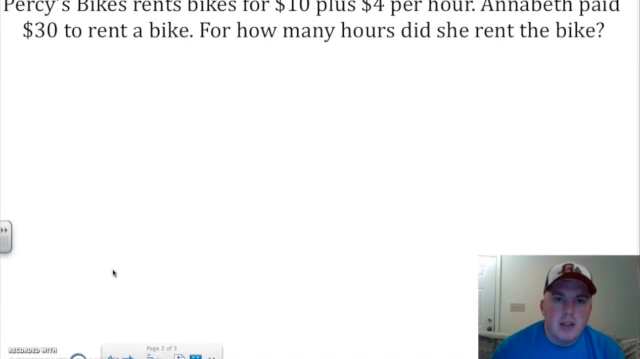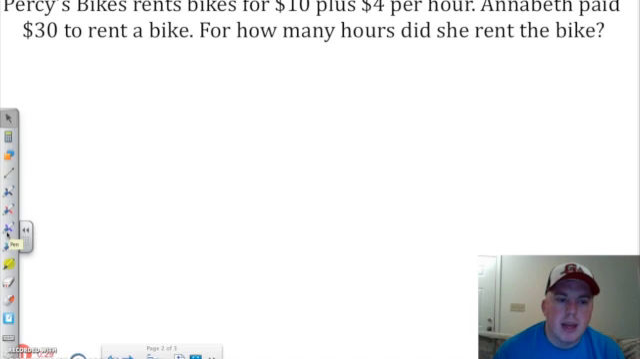Percy's bike rents bikes for $10 plus $4 per hour. Annabeth paid $30 to rent a bike. For how many hours did she rent the bike? So what I want to do first is highlight my important information. We know that Percy rents bikes for $10, so no matter how far they're going to go, they have to pay $10 to rent the bike. And then they pay $4 for each hour that they have it.